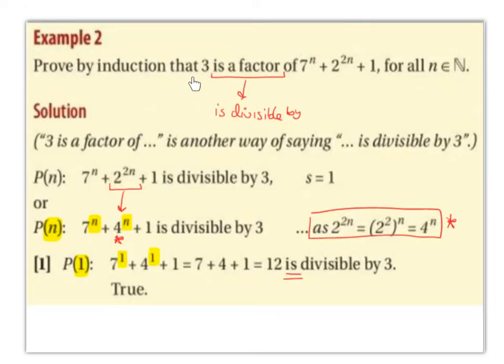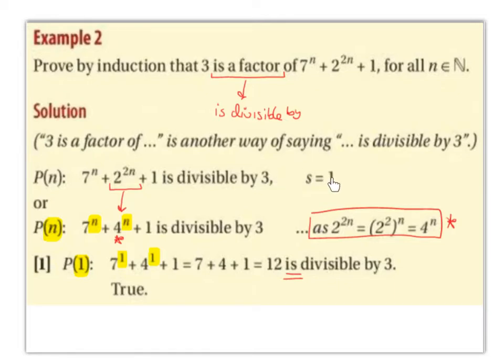Prove by induction that 3 is a factor of 7 to the power of n plus 2 to the power of 2n plus 1 for all n values elements of the natural number set. So "is a factor of" really means "is divisible by." 3 is a factor of is another way of saying is divisible by 3. So p of n, what we're given, is 7 to the power of n plus 2 to the power of 2n plus 1 is divisible by 3.